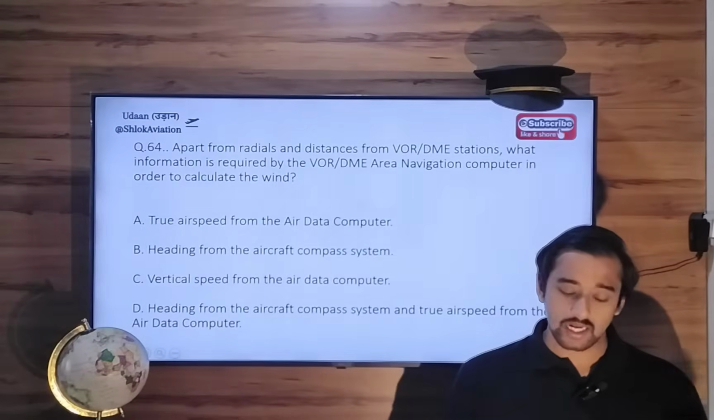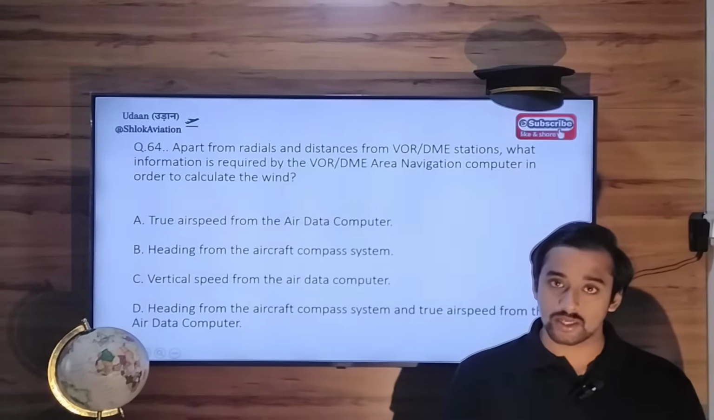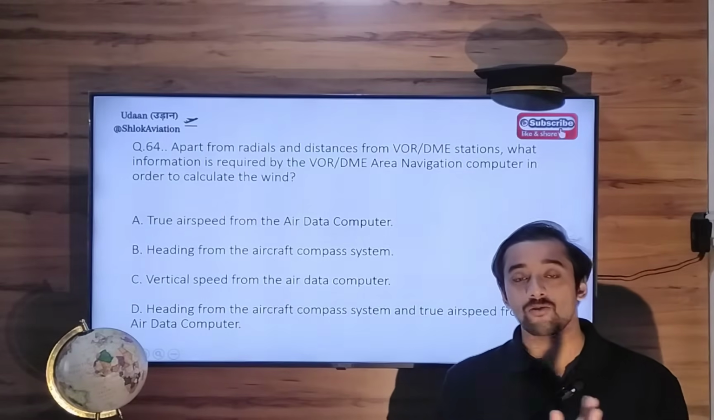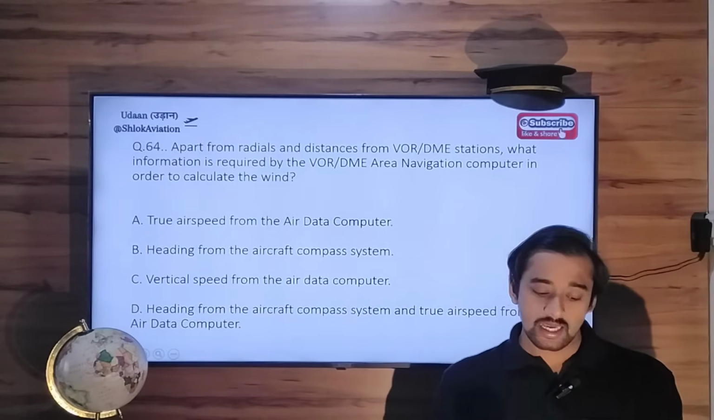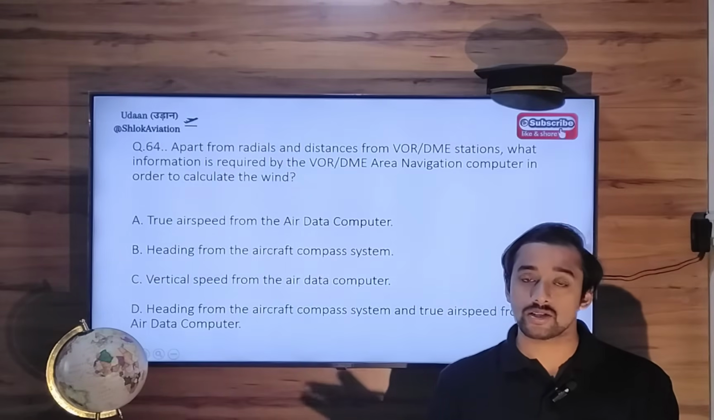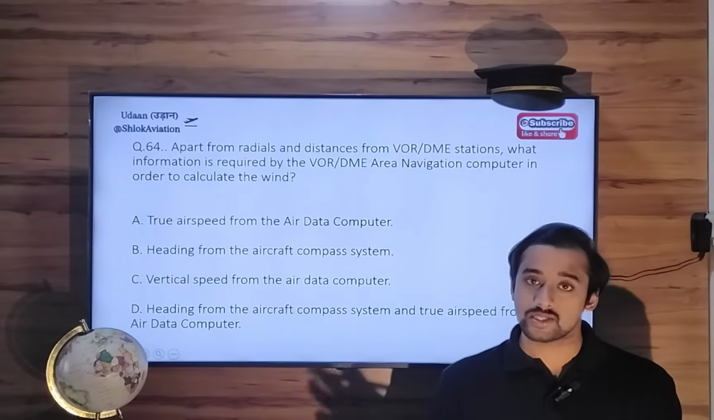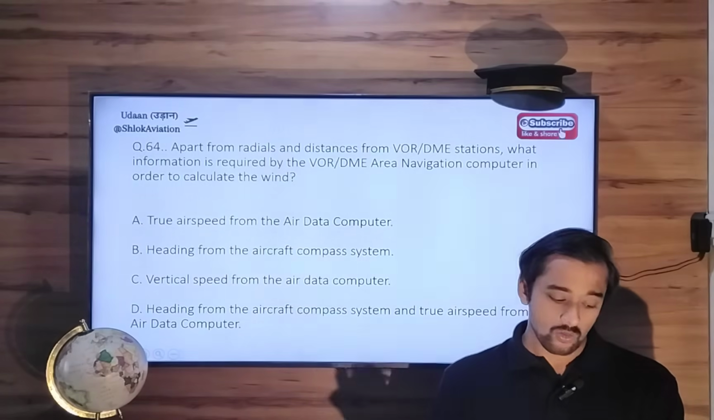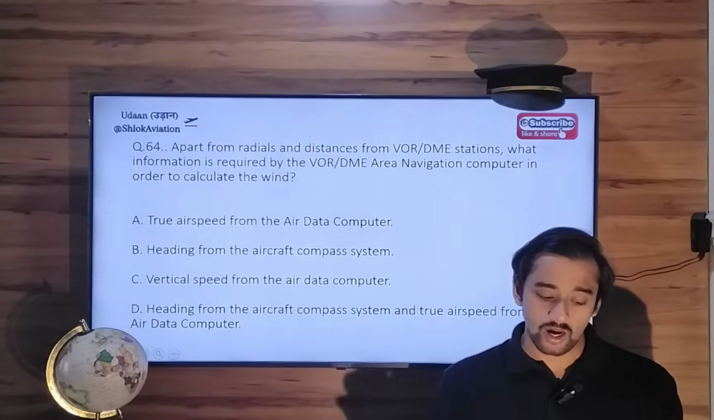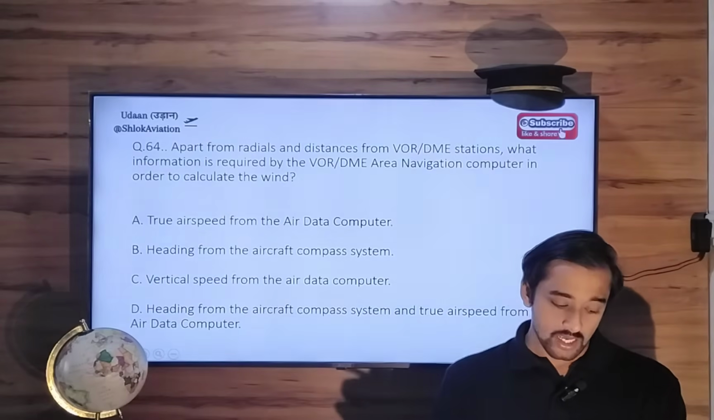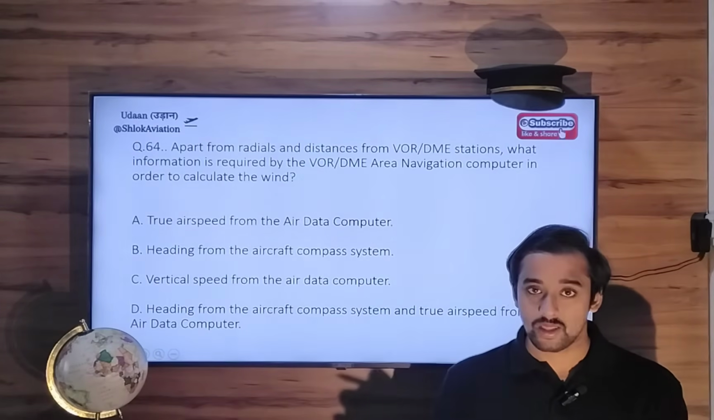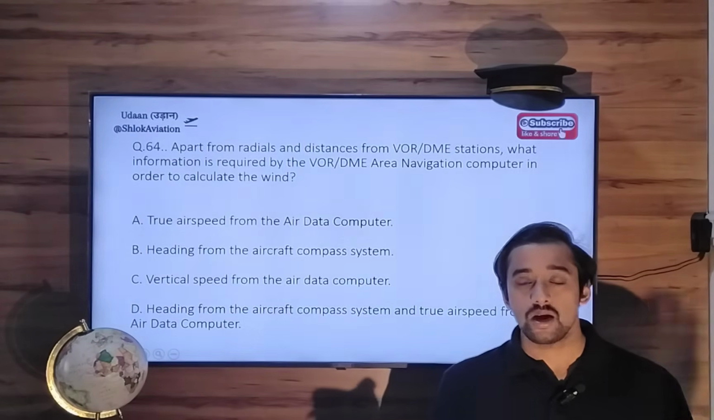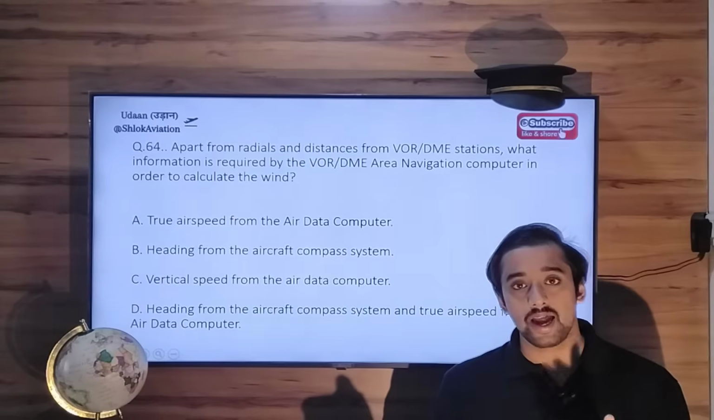Apart from radials and distances from VOR DME stations, so VOR tells us about a position, the position on what radial we are situated on. DME gives us the information about our slant distances, slant range. So apart from these two pieces of information, what information is required by the VOR DME area nav computer in order to calculate the wind? In order to calculate wind velocity, what other information is required apart from the position of aircraft and distance?